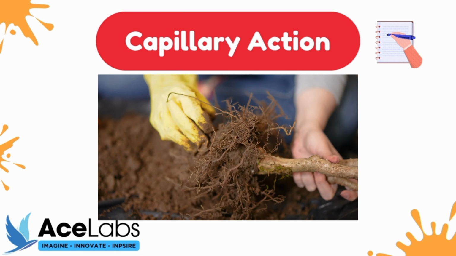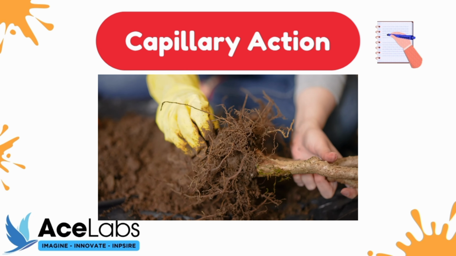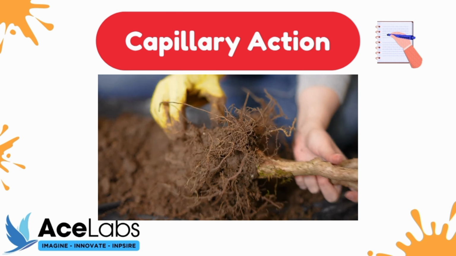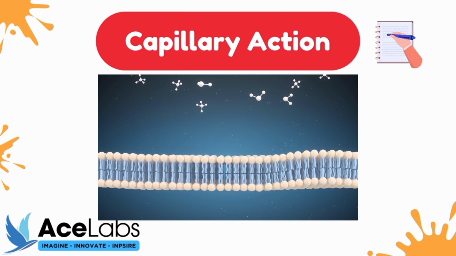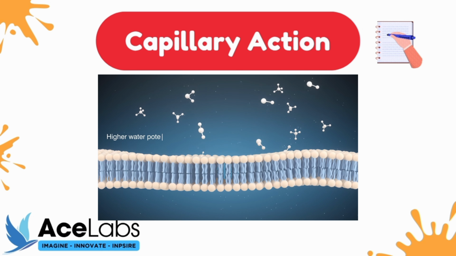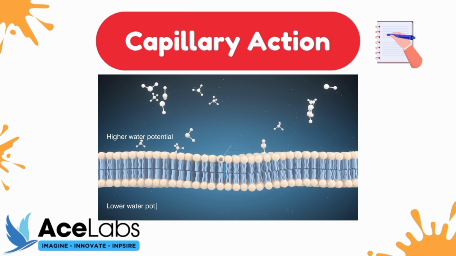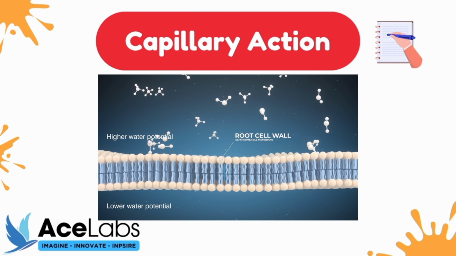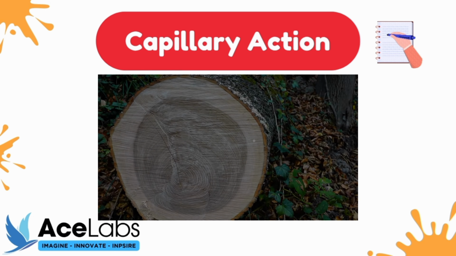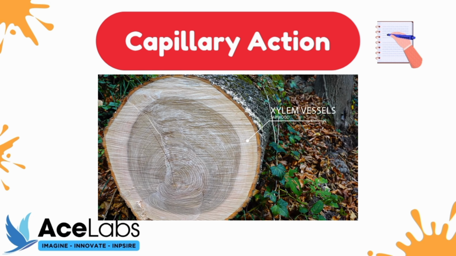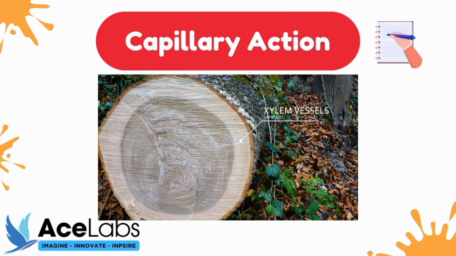Water is absorbed in the root, and water moves from the area of high water potential to the area of low water potential through a semi-permeable membrane. And here, water is transferred from the root cells to the xylem vessel, which acts as a vascular system of the plants.